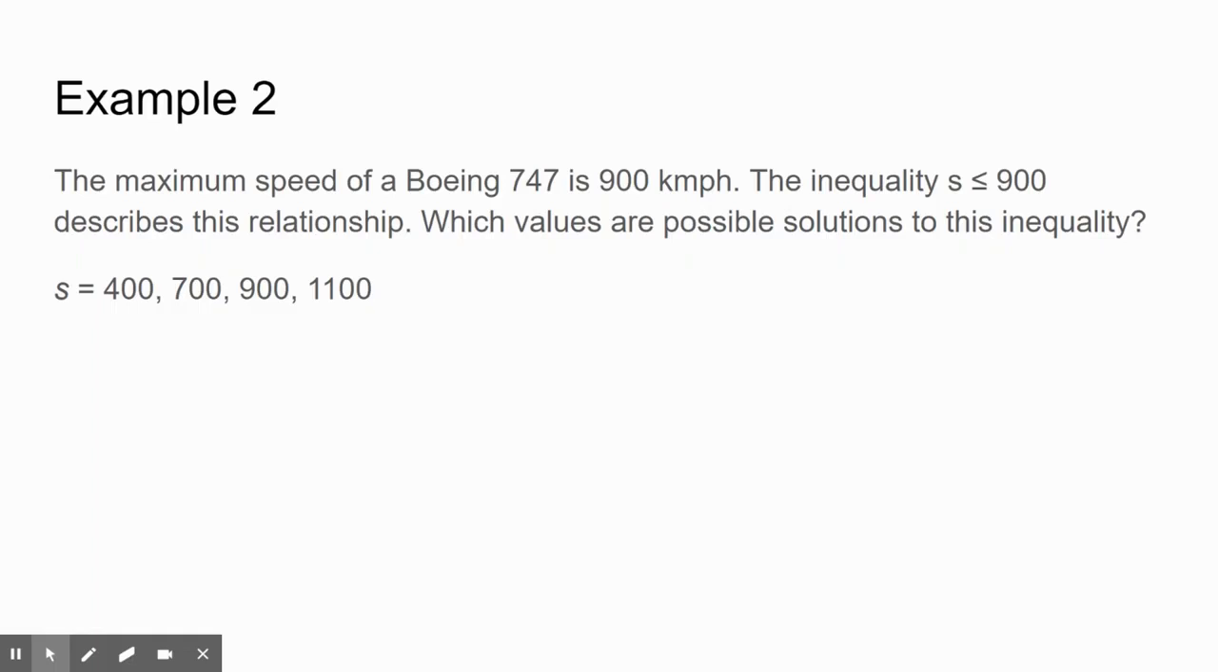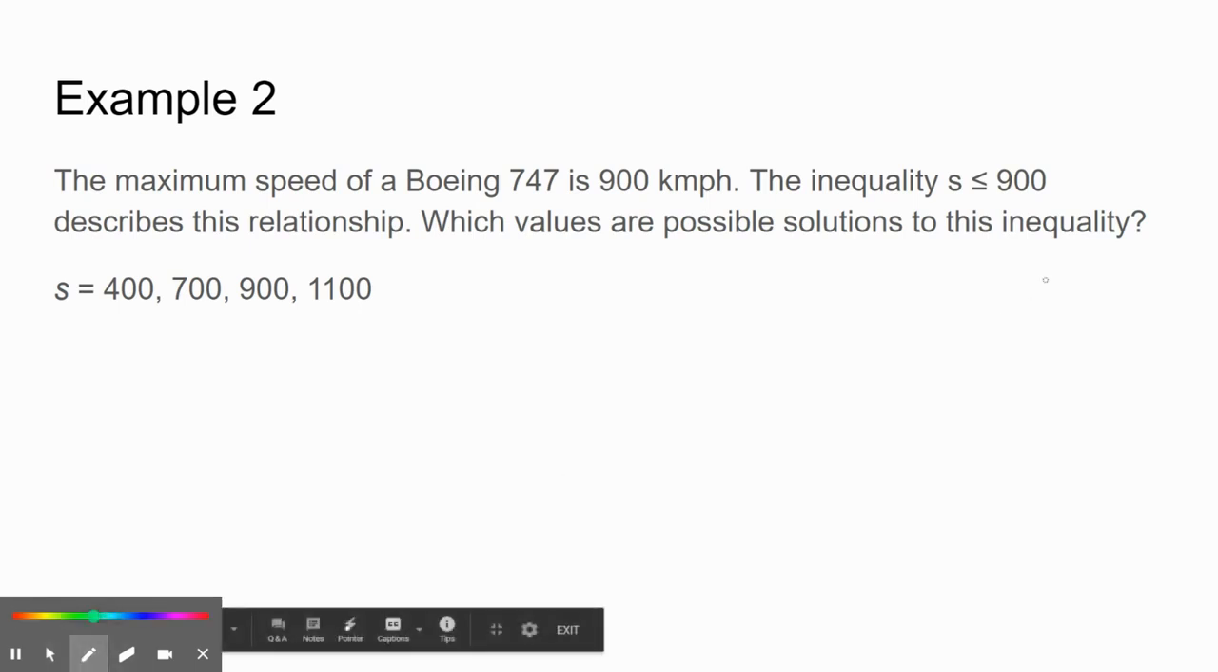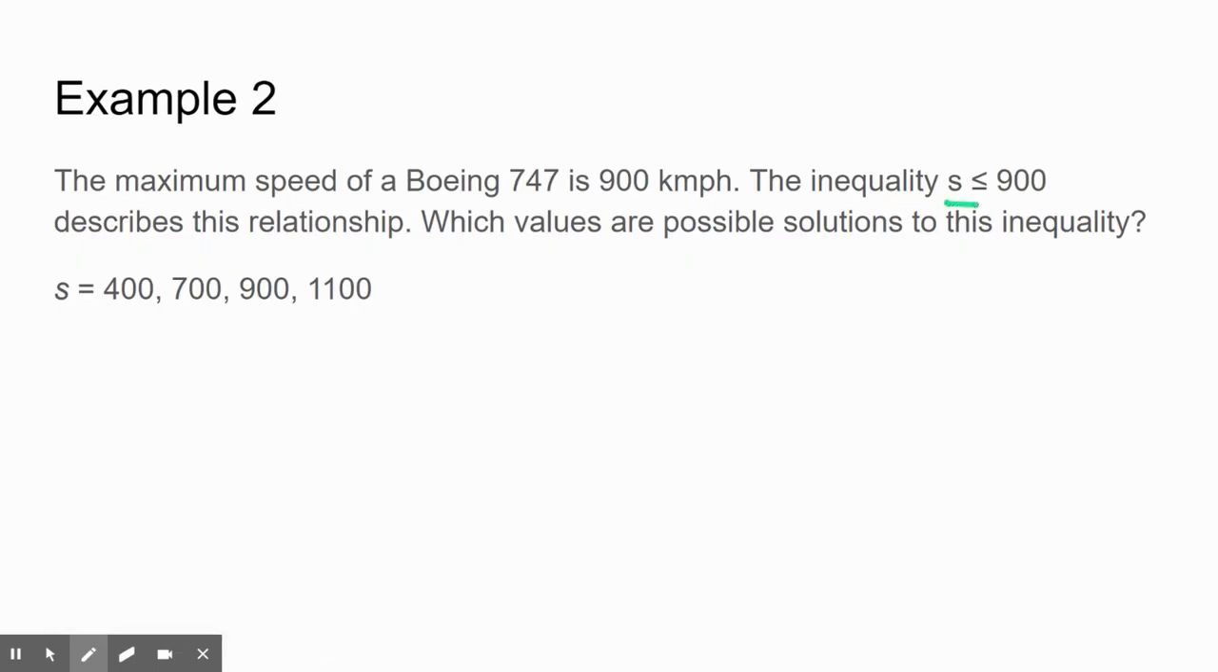Which of the values are possible solutions for this inequality? So all we need to do is, kind of like with equations, take our inequality and replace it with each of these values and see if it's true. So, is 400 less than or equal to 900? Yeah. So, this one definitely works.